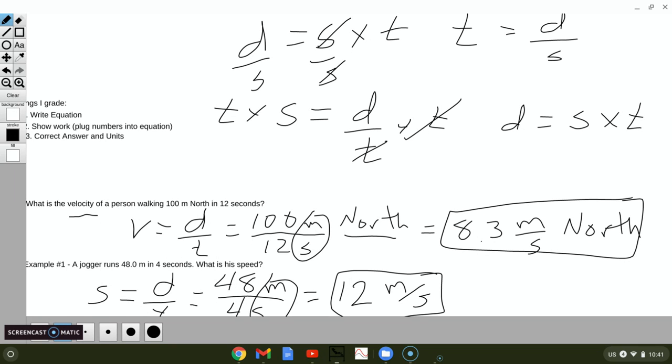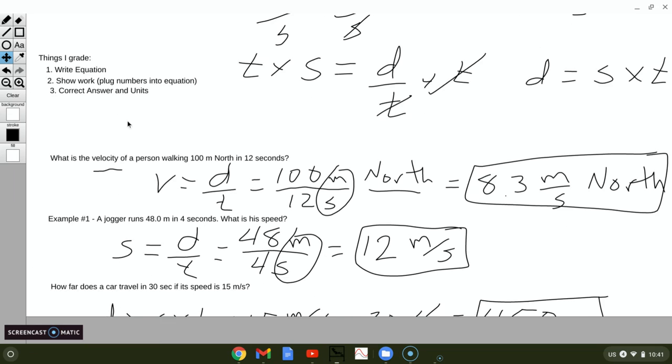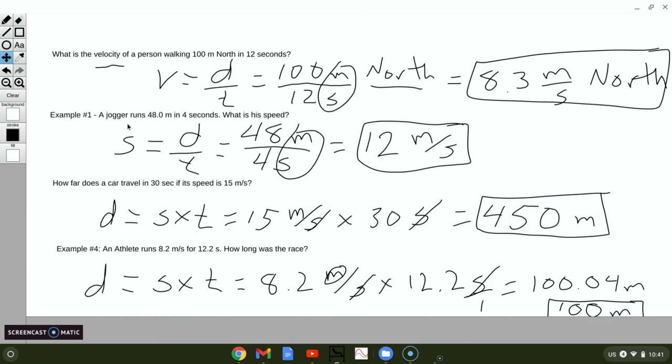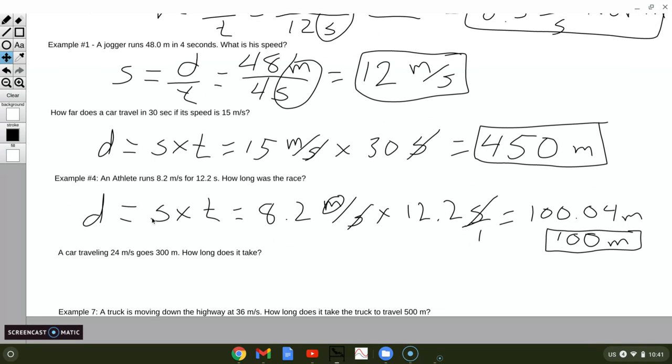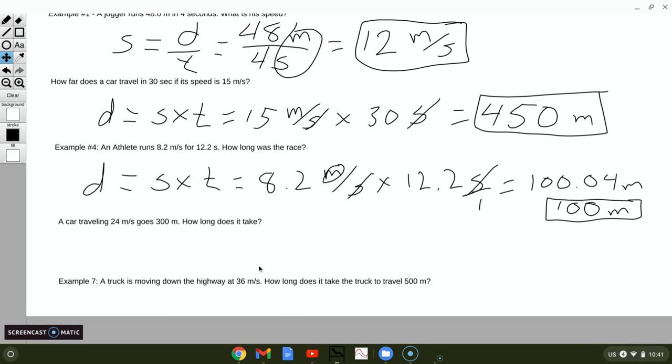This is our time equation, and it answers questions like how long did it take, or how long does it take. That's pretty much what you're going to get for these types of problems. You see those words, they're looking for a time. So the first one: a car traveling 24 meters per second goes 300 meters. How long does it take? They're looking for time. Write the equation: t equals d over s.